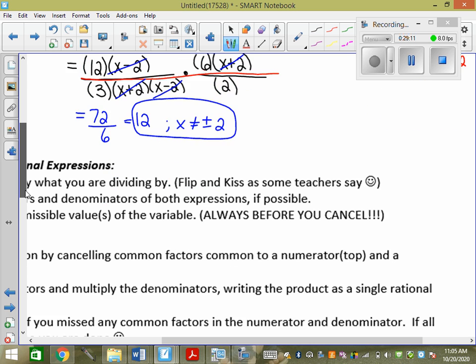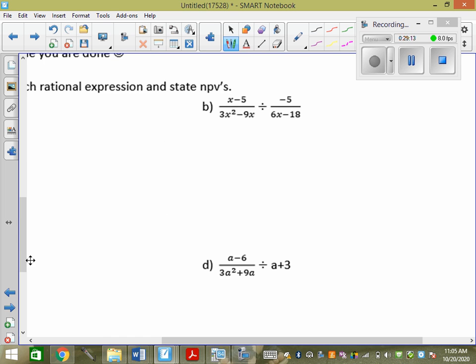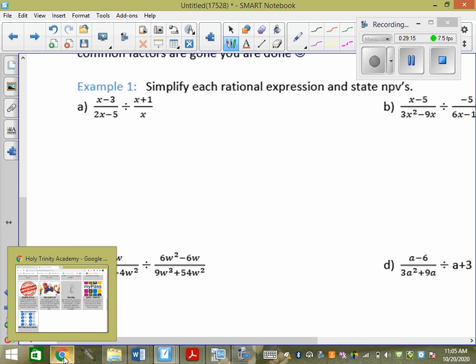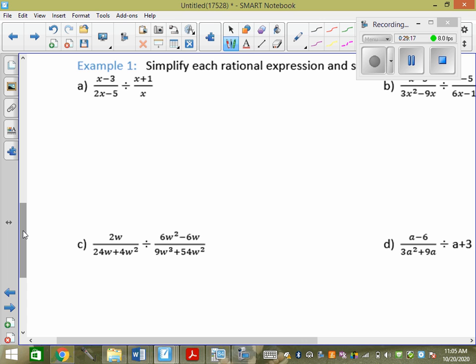Okay, so division is one step away from a multiplication. So we're going to go to this question here. We're going to go to A. So you're going to write division of rationals on your paper. And then the word simplify. That's it. Division of rationals is your title. And then simplify is all you need. And then we're going to put A.